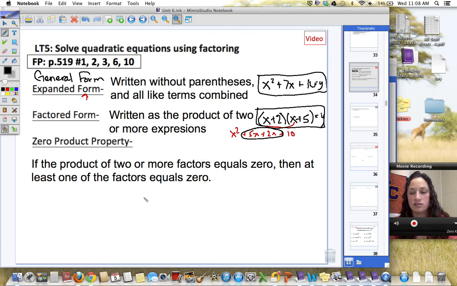So the zero product property: if the product of two or more factors equals 0, then at least one of the factors equals 0. So if I have a times b equal to 0, one of those has to be 0, either a or b, if not both. Alrighty.